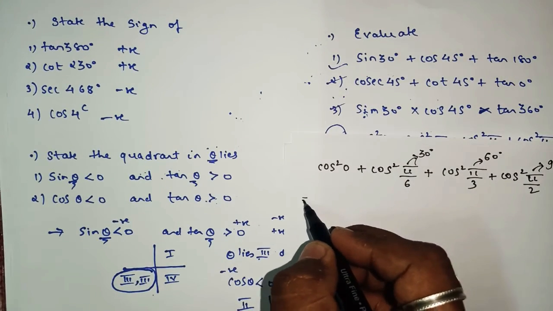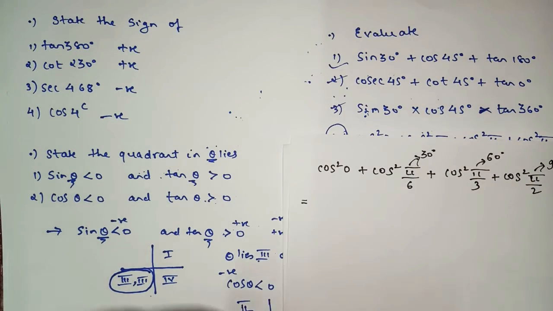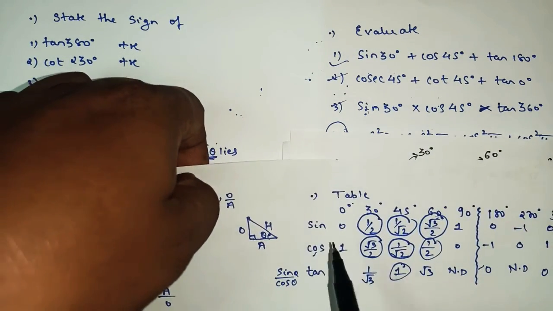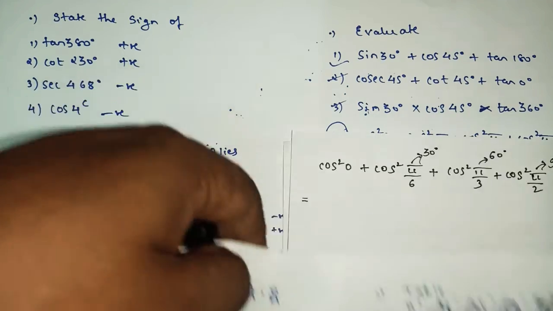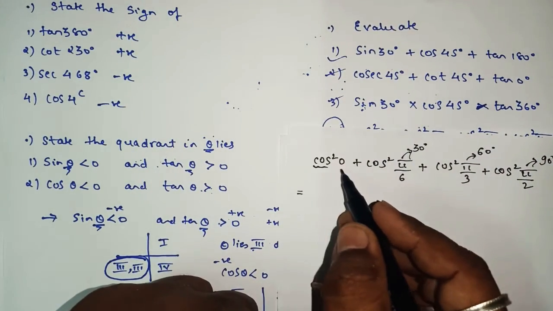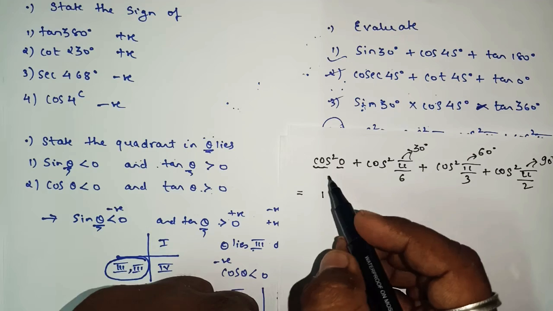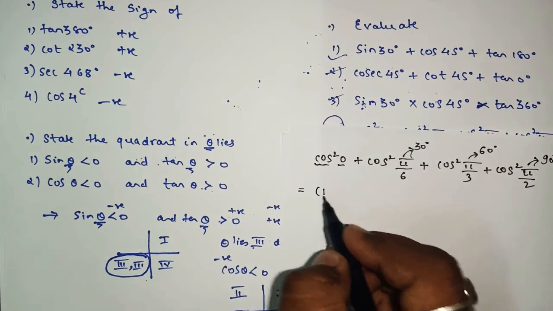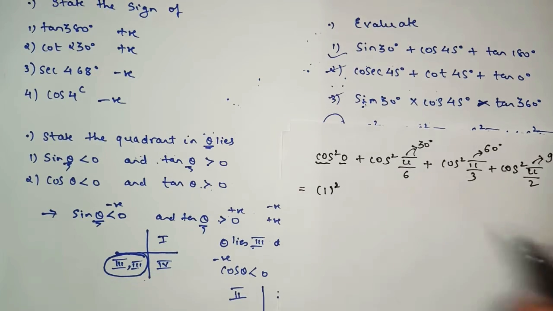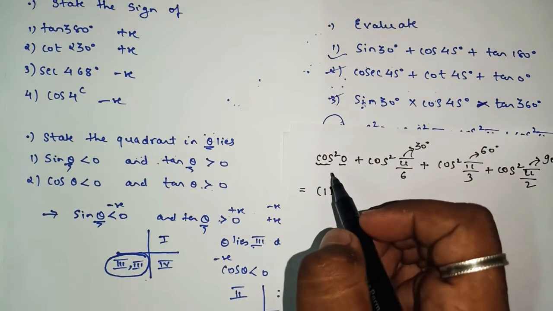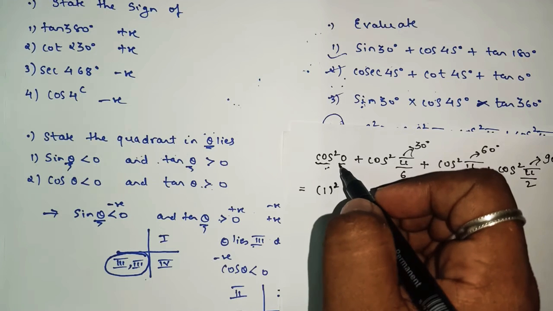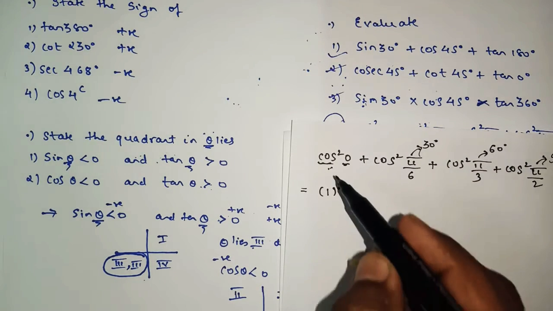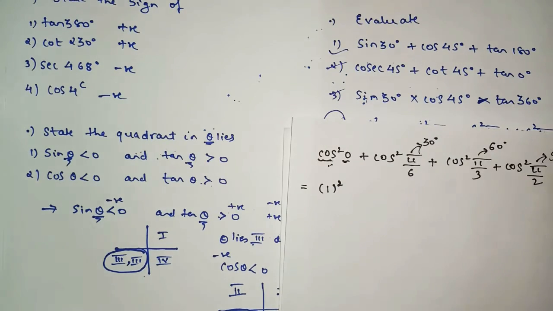Okay, so now simply you have to substitute the values. So we'll check cos 0. Cos 0 is 1, but here we have cos square, so we have to take the square of that value. If only cos 0 is there, you will write 1, but here we have cos square 0, that means you will substitute the value and square it.